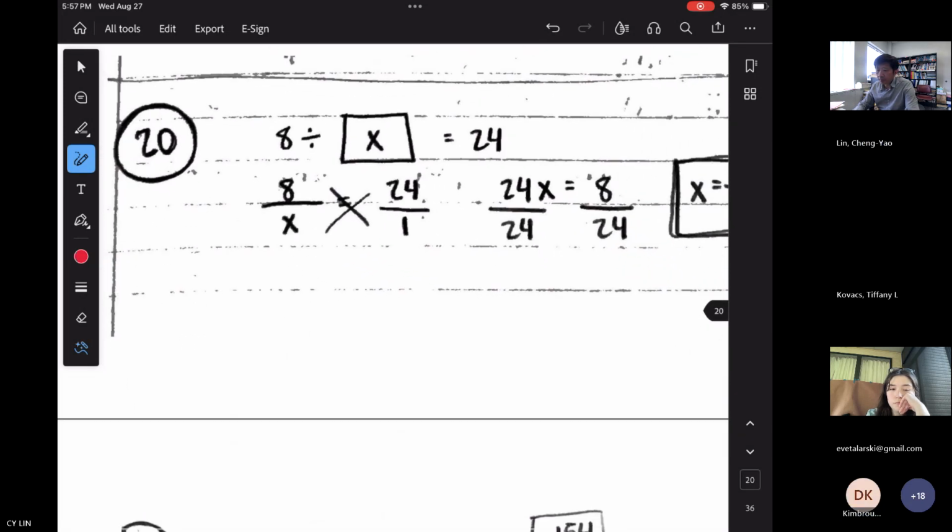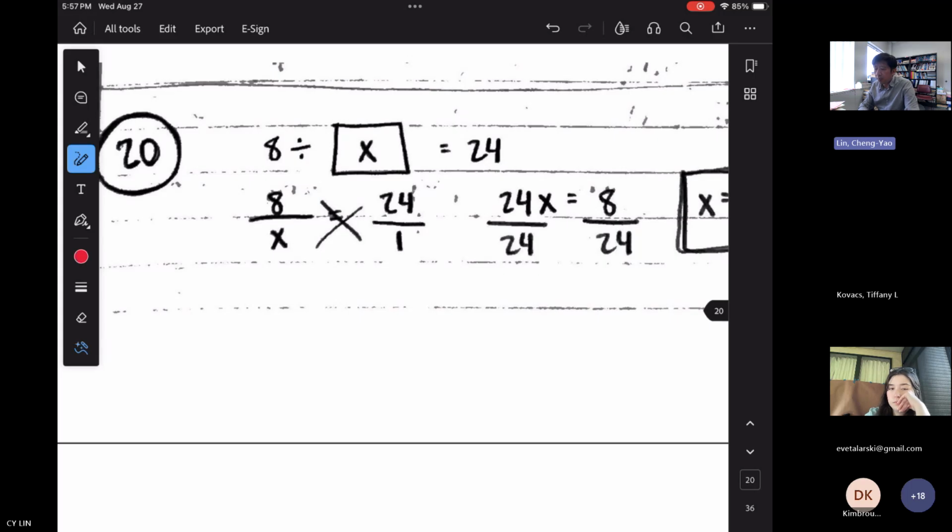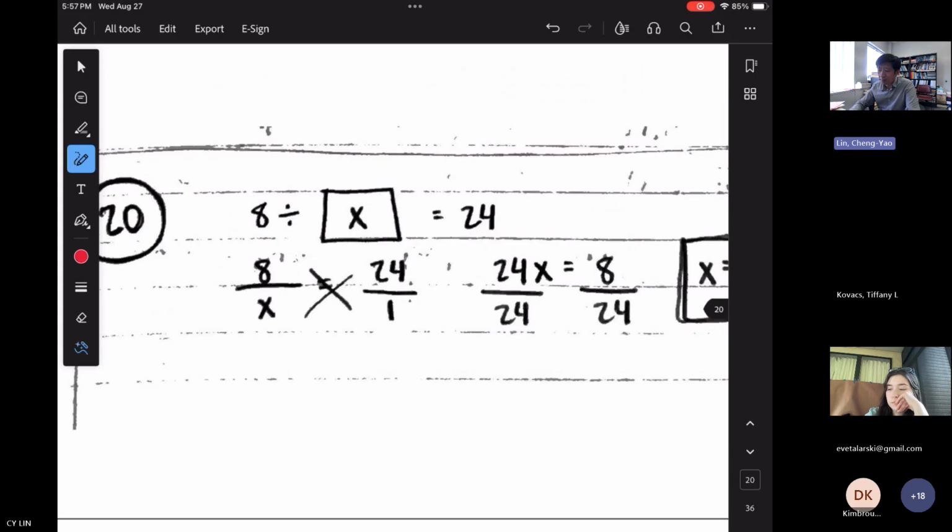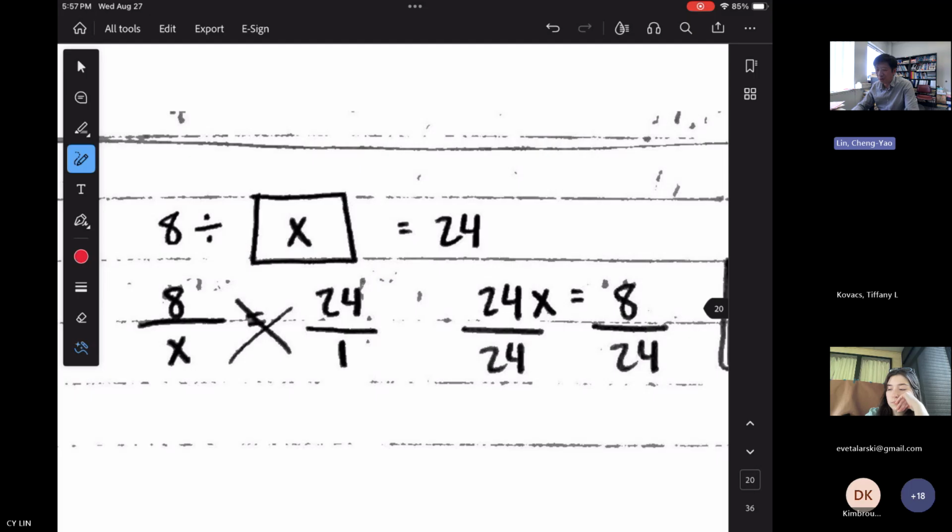Next problem: 8 divided by one number is 24. Can you tell the story for students? Is this number a whole number or a fraction? A fraction, very good. You can tell because the number is getting bigger, 24, so this one must be a fraction.